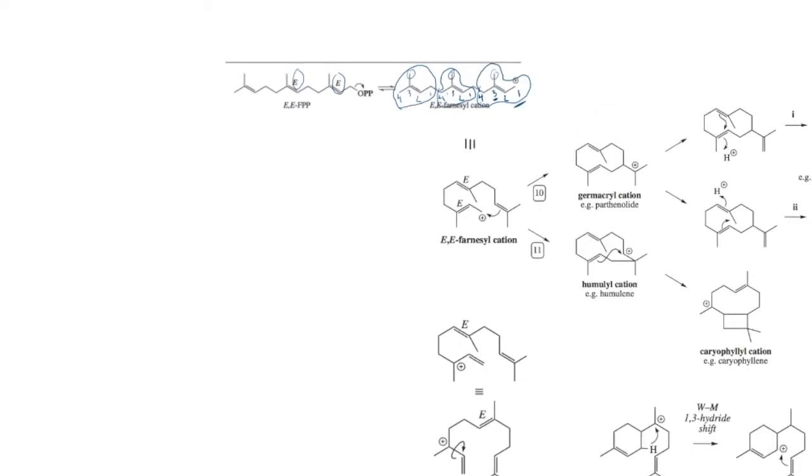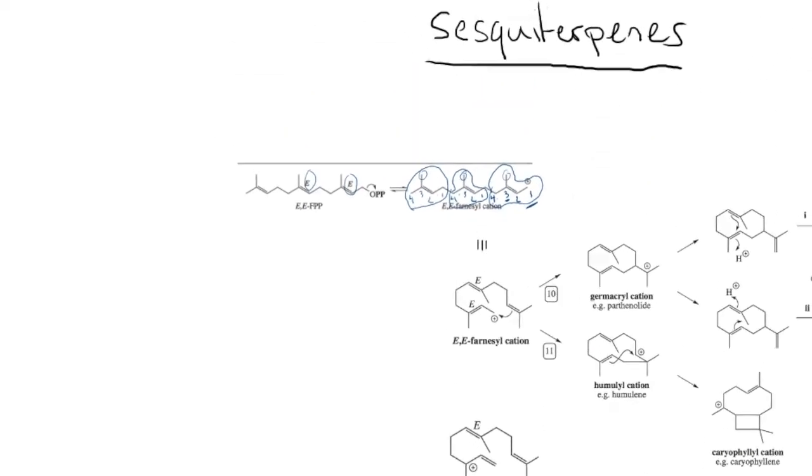So you have the EE farnesyl cation. This is a little cation, but we'll start with the EE farnesyl cation. This is similar to the GPP that you saw from the monoterpenes. So we will just kind of go through this.